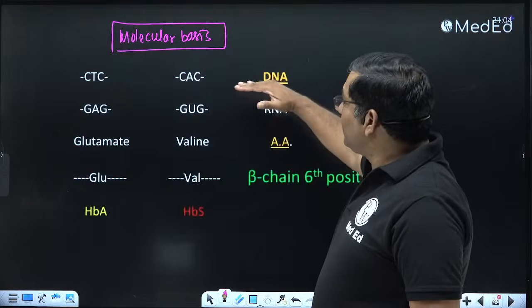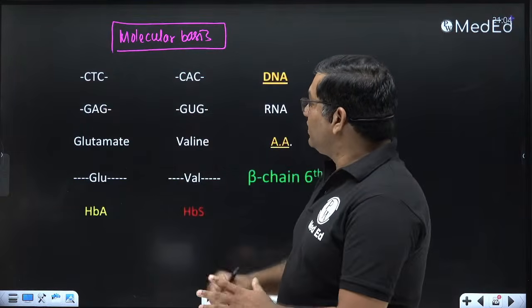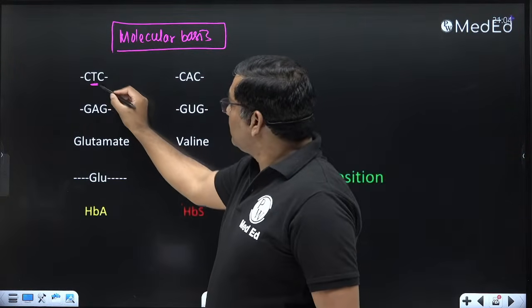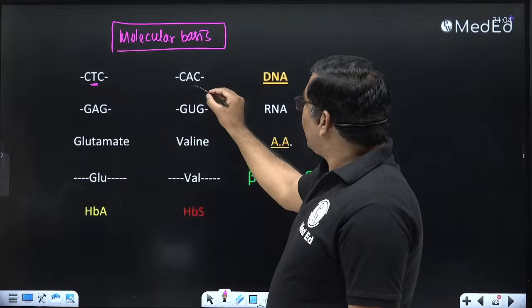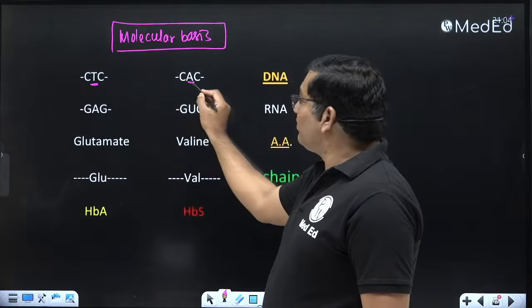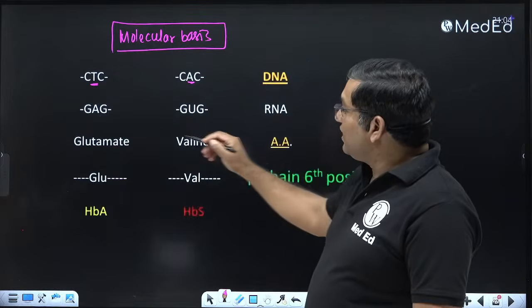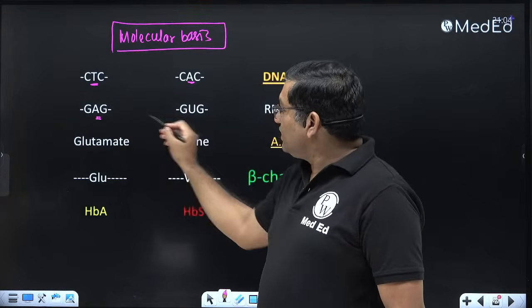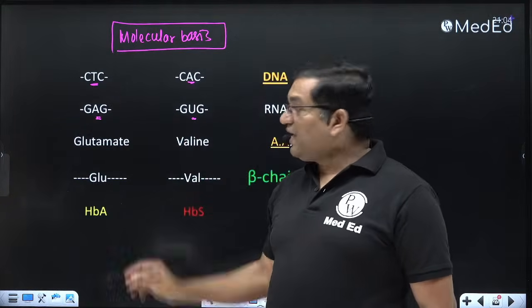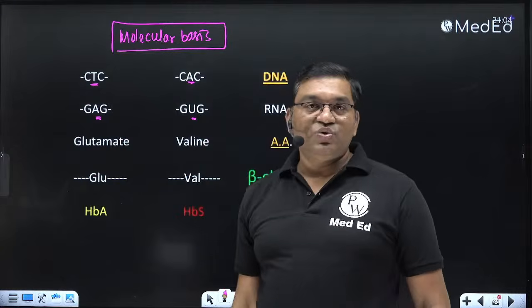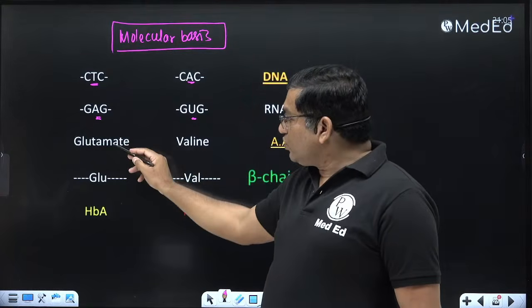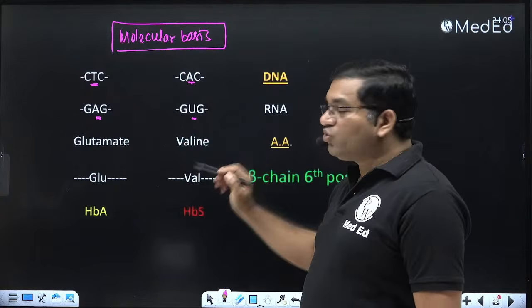See, at the DNA level, there is CTC. Here thymine is replaced by adenine. So CTC is replaced by CAC at the DNA level, which at the RNA level means GAG is replaced by GUG. A, adenine, is replaced by uracil. So GAG codes for glutamate and GUG codes for valine.